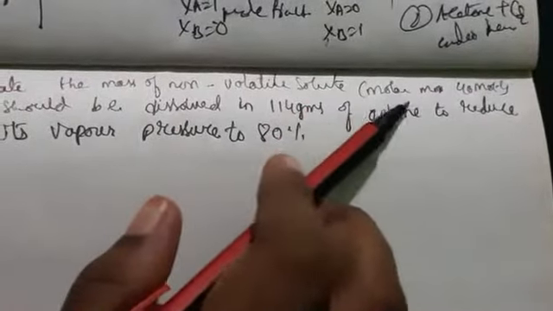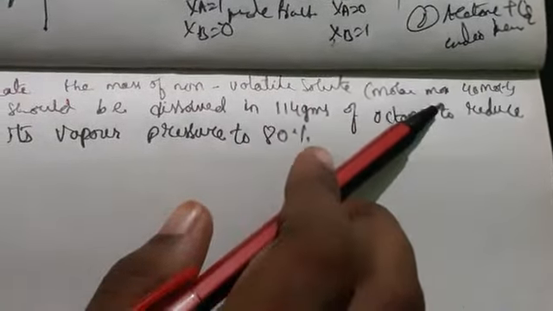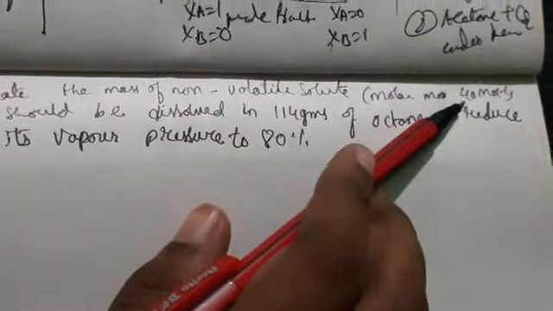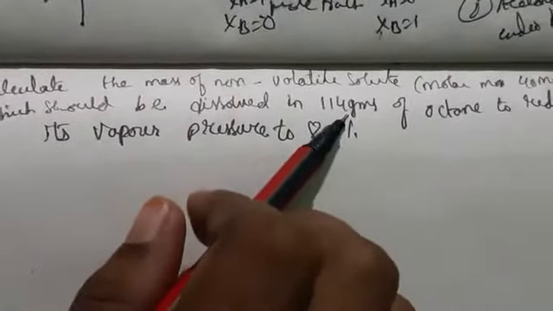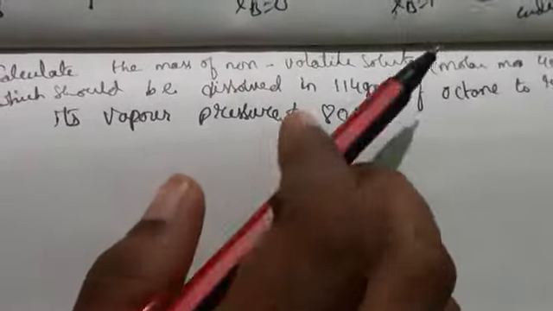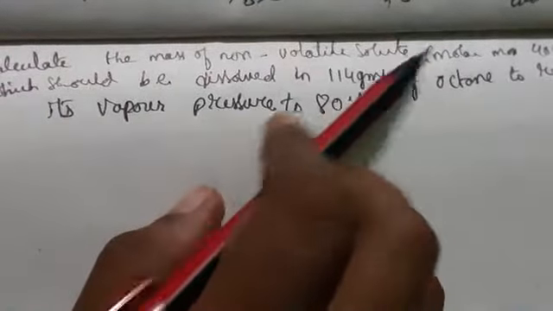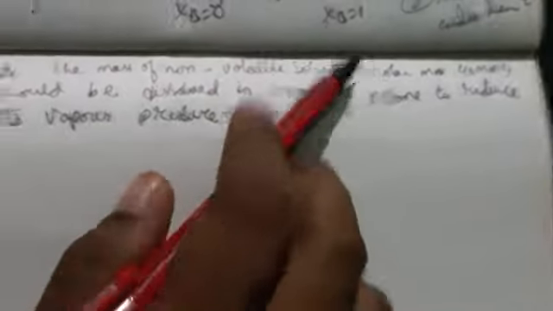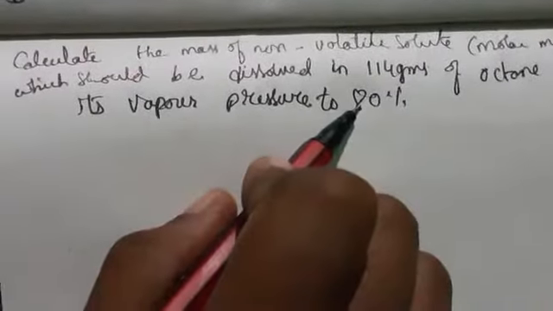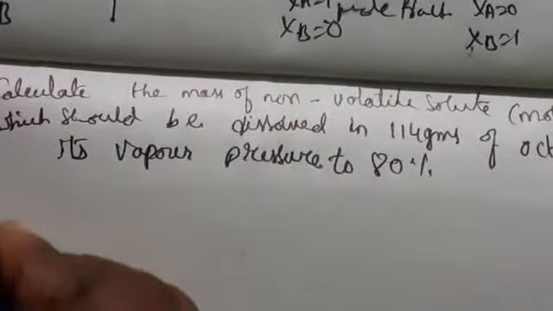Here the molar mass of the solute is given. How much has he given? 40 mole inverse, which should be dissolved in 114 grams of octane. Means octane should dissolve to reduce its vapor pressure to 80%. Now what has he given?